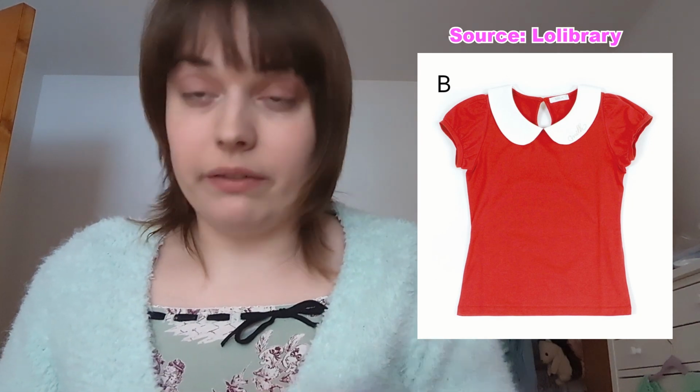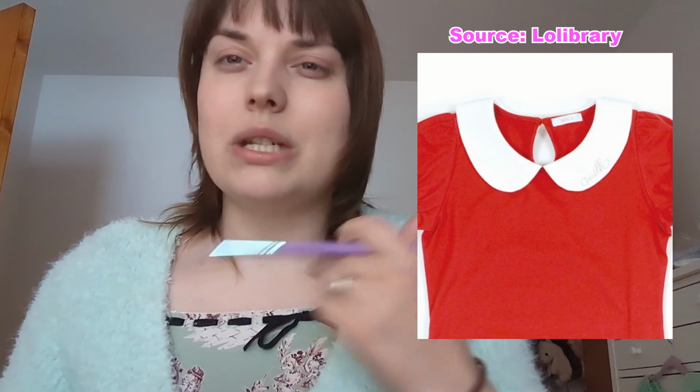Then let's talk about different kinds of collars. So there is Peter Pan. Peter Pan is where the shape of the collar is more round on the front. It's not like when you're imagining a men's button-up shirt, where the collar is usually a really sharp angle. So in Peter Pan it's round.